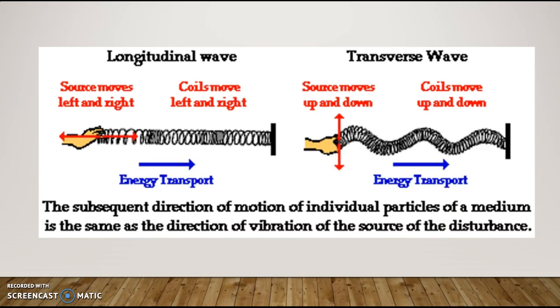So in longitudinal waves, the source moves from left to right, just as if you were compressing a spring, the coil would move from left to right. In a transverse wave, the source moves up and down as the coils move up and down. So think of holding a string and just moving it up and down while your friend is holding the other end, and the string will be moving vertically and not horizontally.